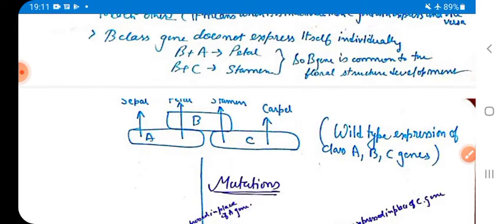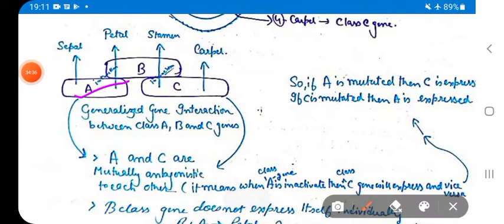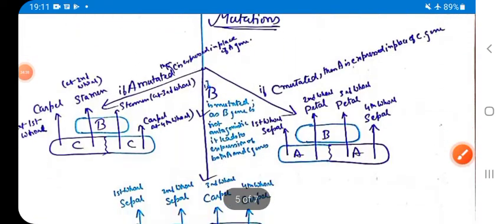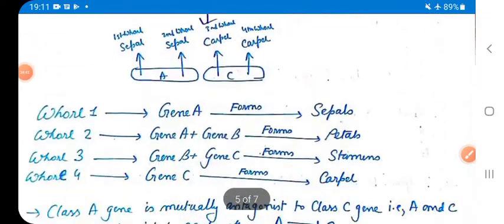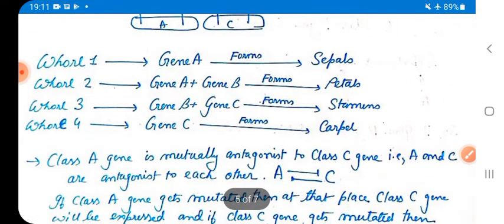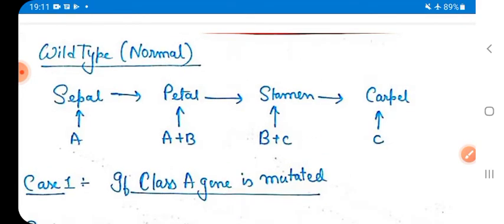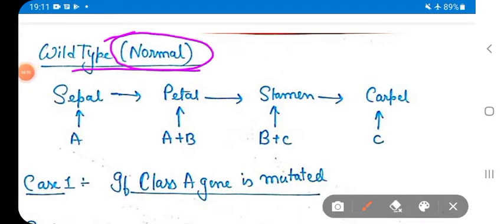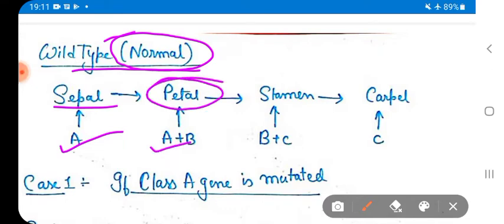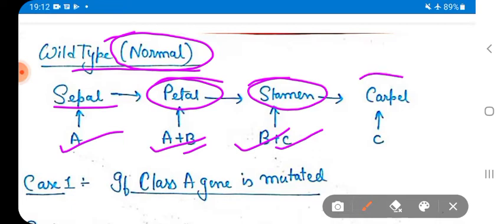Now, if mutation occurs in one of these classes of genes, what will happen? Let us see one by one. I have drawn a chart here, but it is better to discuss from this side. So this is the wild type or normal. For the development of sepal, class A gene is required. For the development of petal, both class A and class B genes are required. For the development of stamen, class B gene and class C gene are required, and for the development of carpel, only class C gene is required. I think you have understood.